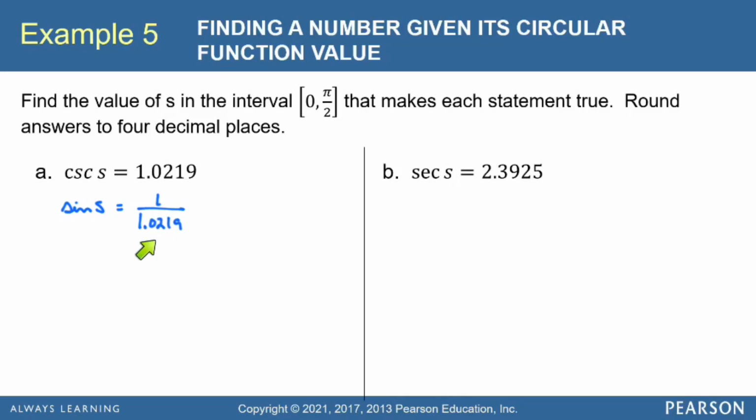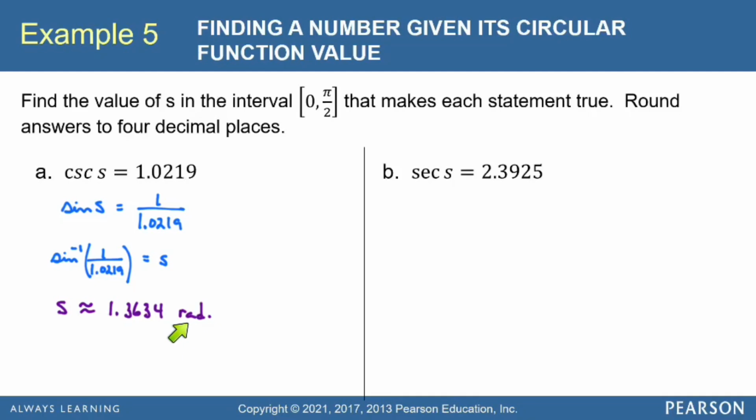Now we can go to inverse form, and we can say the sine inverse of this fraction is going to equal s, and you can enter that directly on your calculator. Make sure that you're in radian mode so that your answer comes out in radians. And we would find that S is approximately 1.3634 radians.